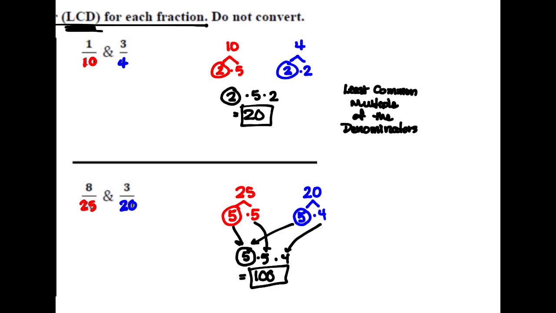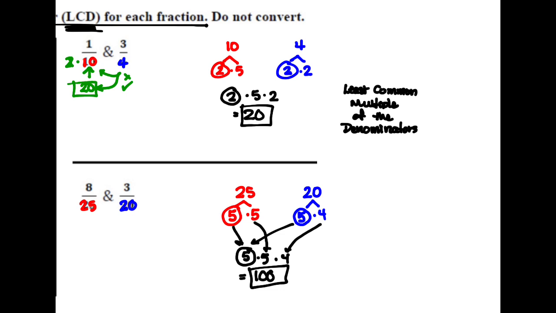Now I told you I'd show you a different way. Look at the biggest number of the two denominators, so 10. 4 does not go into 10, right? So 10 is not it. I'm going to do, this is 1 times 10. What's 2 times 10? It's 20. Does 4 go into 20? Yes. So that's my answer.